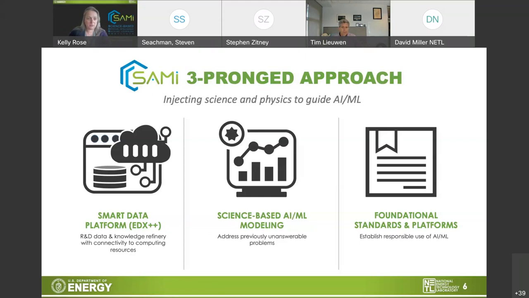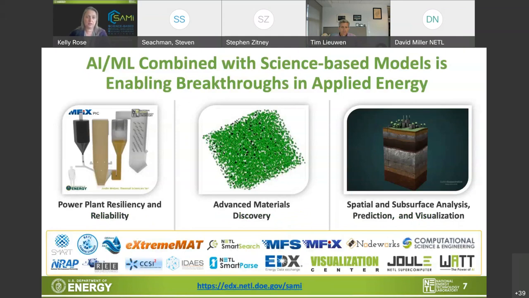And so we're working on those types of solutions as well, so that those barriers to adoption in different research domains are not a barrier to seeing these things push into the commercial sector over time. Some of the areas where NETL and FECM are already working in the AIML space, even before SAMI was launched, include power plant resiliency and reliability, advanced materials discovery, and then very much a lot of activities with regards to subsurface systems.